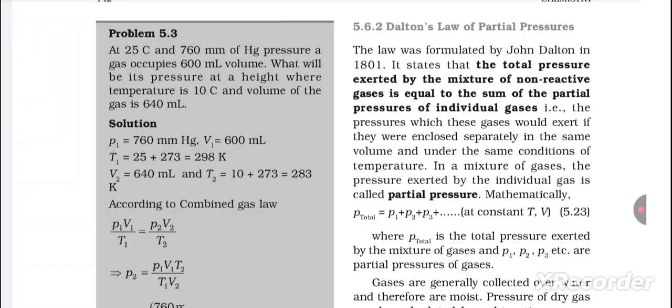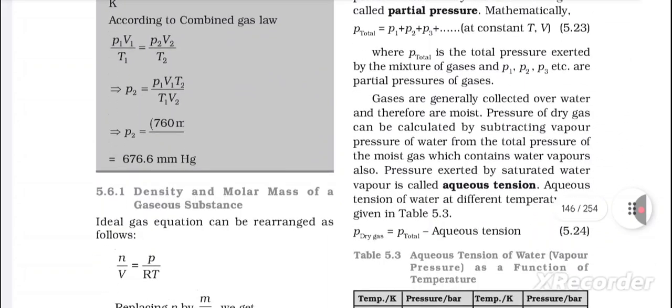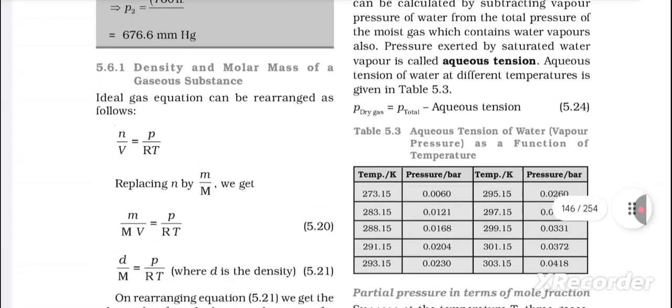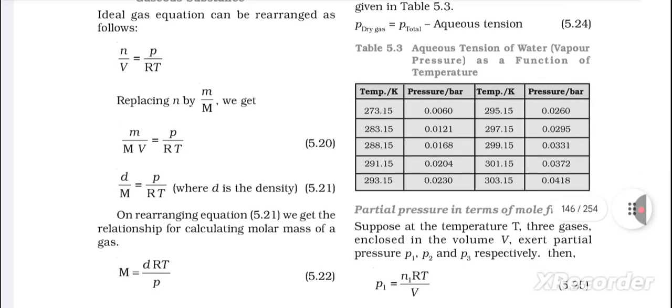Mathematically, P total equal to P1 plus P2 plus P3, where P total is the total pressure exerted by the mixture of gases and P1, P2, P3, etc. are partial pressures of gases. Gases are generally collected over water and therefore are moist. Pressure of dry gas can be calculated by subtracting the vapor pressure of water from the total pressure of the moist gas, which contains water vapor. Also, the pressure exerted by saturated water vapor is called aqueous tension. Aqueous tension of water at different temperatures is given in table 5.3. P dry gas equal to P total minus aqueous tension.